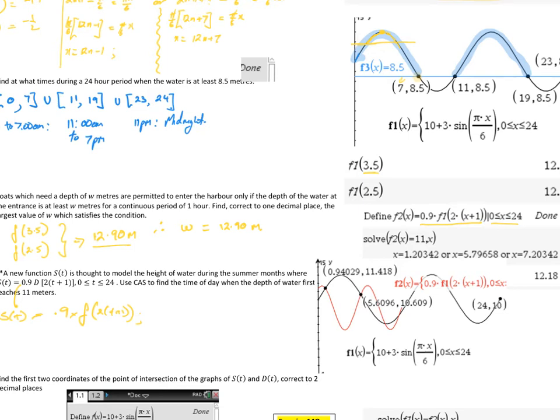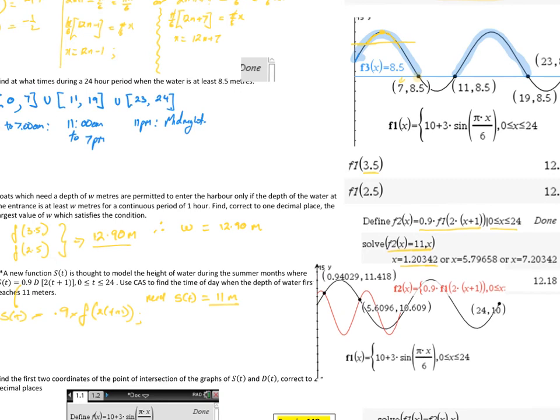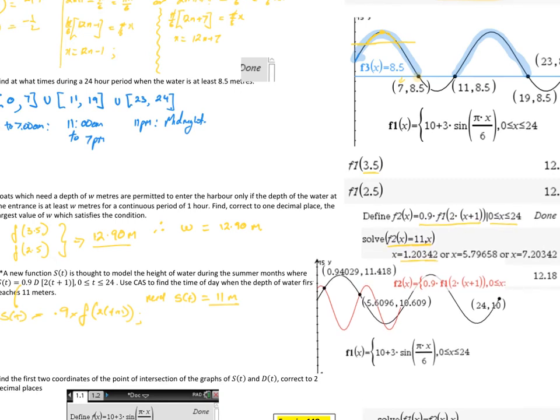So when does that first reach... I now need S of t equal to 11 meters, which on my CAS is f2 of x. And we can see it first reaches at t equal to 1.2. Oh, you can't quite see it on the printout. Let's have a look if I can move my printout a fraction. No, I can't. That 12.18 that I've got there, that's 0.2 times 60, so that's to get it into 12 minutes.